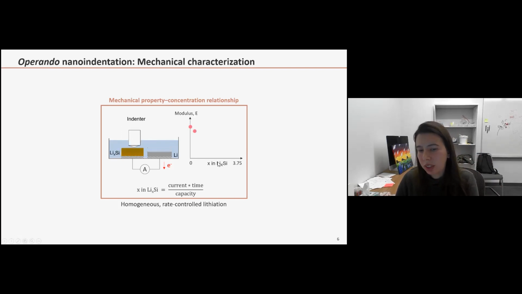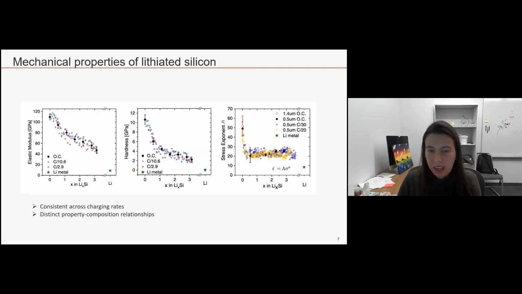property versus concentration curve. So if I repeat this many times, I will have this relationship between the elastic modulus and the lithium content inside the silicon. So this is the first step. I measure three different things at the same time. It's something you can extract from the experimental data: modulus, hardness, and stress exponent as a function of the composition of the silicon. It goes from 0 to over 3.